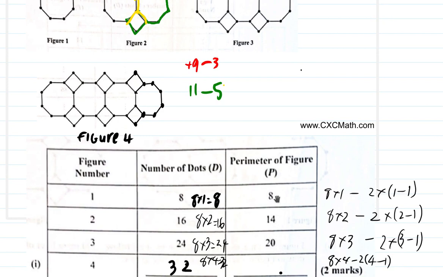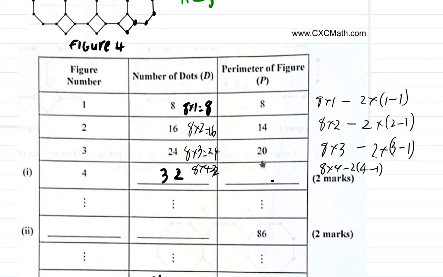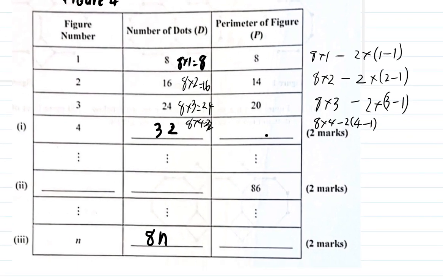14, 8 and 6: 8, 9, 10, 11, 12, 13, 14. 8 and 6 is 14. 14 and 6 is 20. So you keep adding 6 more. Alright. So here now, let's see what happened. Let's play around with it a bit.